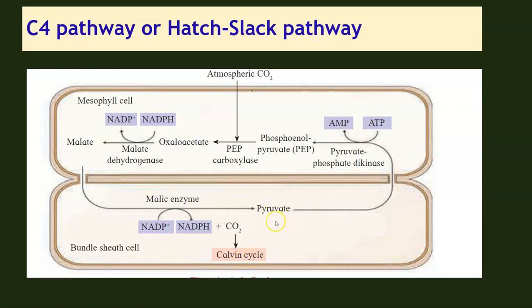Now this pyruvate, which will be converted into pyruvic acid, is sent back to the mesophyll cells, and it regenerates the phosphoenolpyruvate again by the consumption of 1 ATP. Now, since the conversion results in the formation of AMP here and not ADP, can you see here? AMP is generated and not ADP, and hence for this 2 ATP molecules are required to regenerate ATP from the AMP.